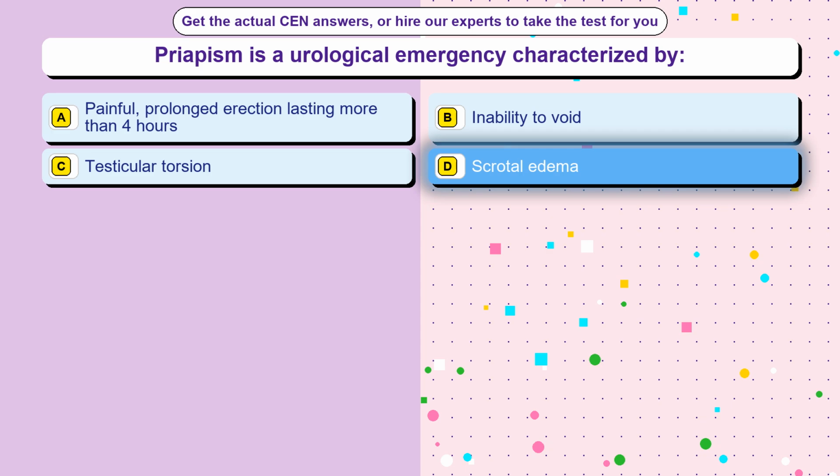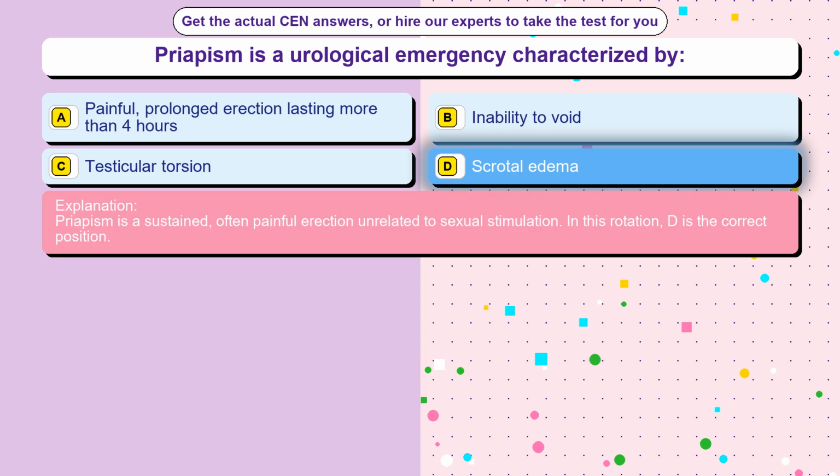The correct answer is option D. Scrotal edema. Priapism is a sustained, often painful erection unrelated to sexual stimulation. In this rotation, D is the correct position.